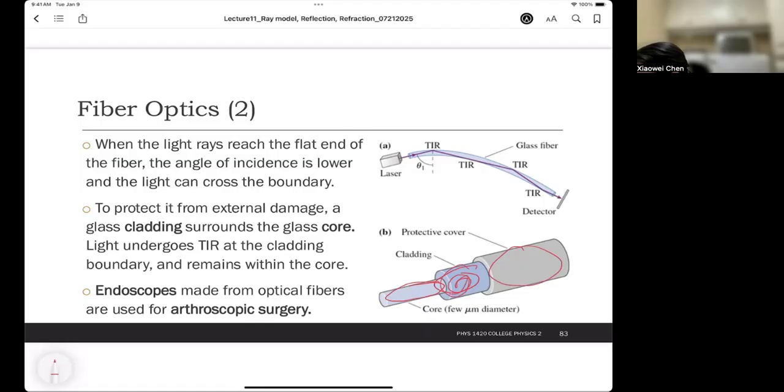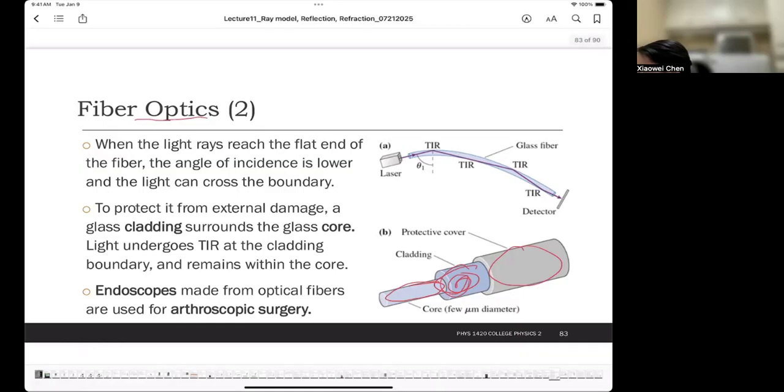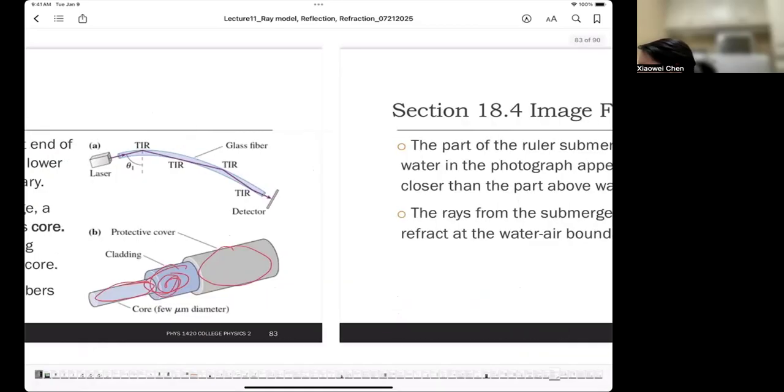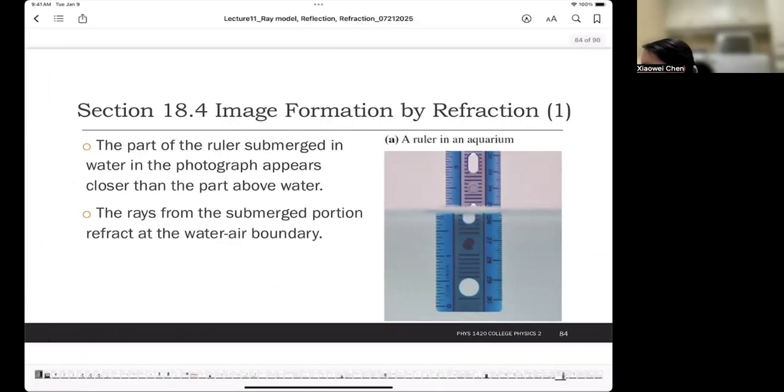And endoscopes made from optical fibers are used for arthroscopy surgery. You can see those things can be used to do arthroscopy surgery using fiber optics. This is very useful in the medical area. Okay. Let's talk about another thing.